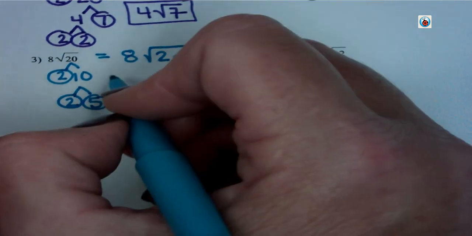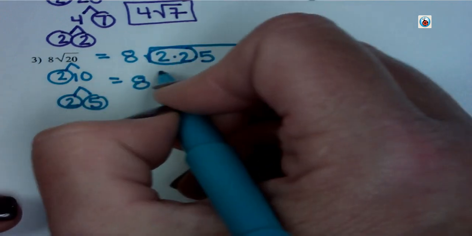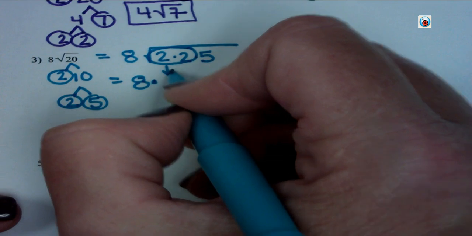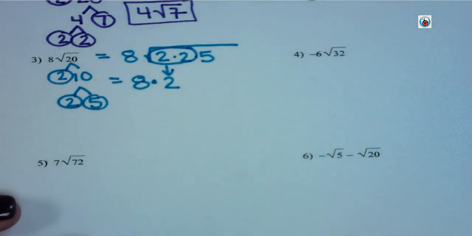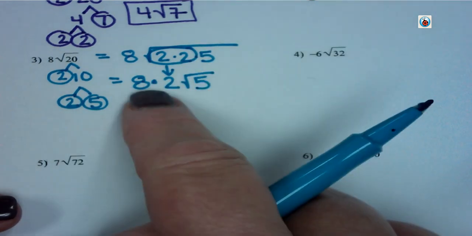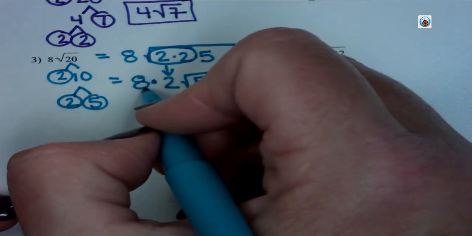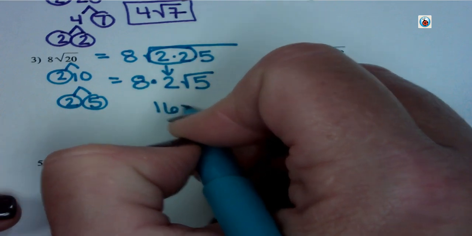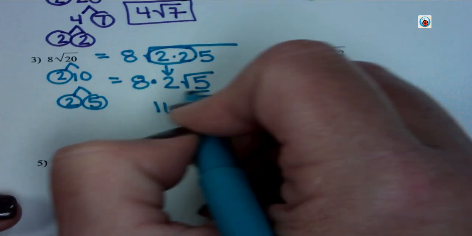So I'm going to bring down my 8. I'm going to look for my pairs. I have a pair of 2's. So it comes down outside of the radical. And then the 5 gets to stay home under the radical. Remember, I'm going to multiply these outside numbers. So 8 and 2 gives me 16 radical 5.